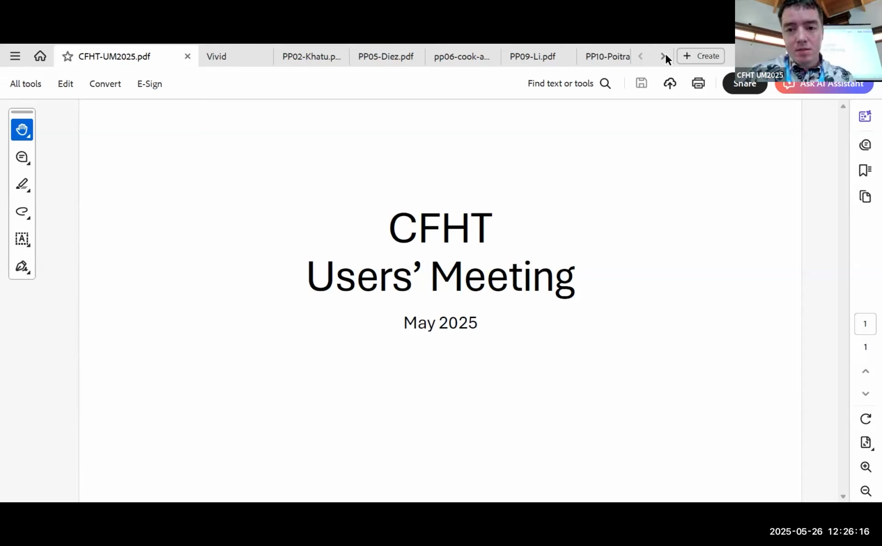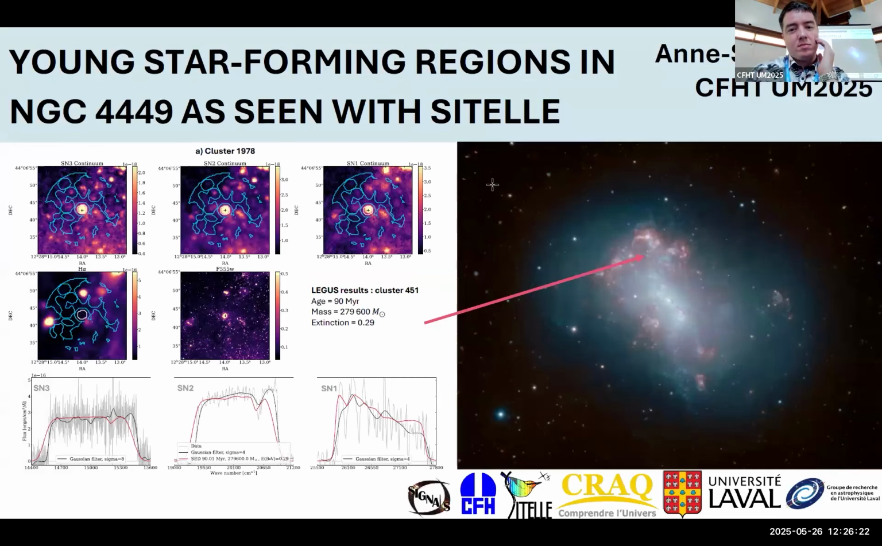Hi, my name is Anne-Sophie Roy. I'm a master's student at Université Laval under the supervision of Carmelle Robert. I study star clusters in the irregular galaxy NGC 4449 with SITELLE data. I have detected more than 2,000 candidate clusters using the continuum maps of the SN1, SN2, and SN3 filters.